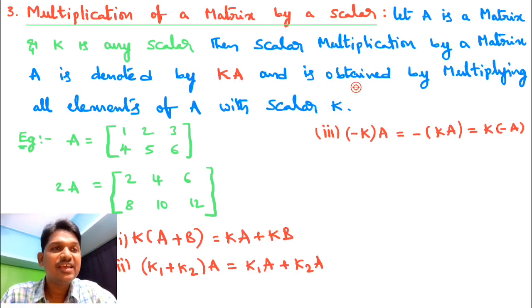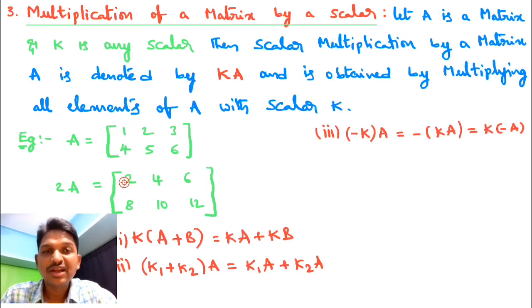And KA is obtained by multiplying all the elements of A with scalar K. You can understand how you will get KA. KA is obtained by multiplying all the elements of A with scalar K. For example, you see this example, the matrix A is like this, 1, 2, 3, 4, 5, 6, right? Whatever the order it is, A is any matrix. You take a matrix. You need 2A. You observe here, 2 is scalar, 2 is constant. How you will get 2A? Each element of matrix A you multiply with 2. See 2A, how you will get?